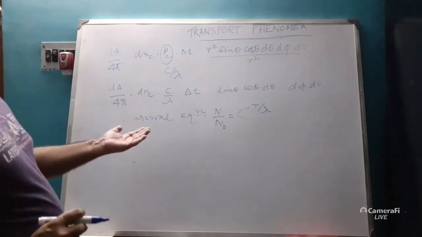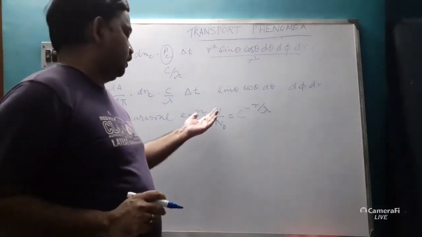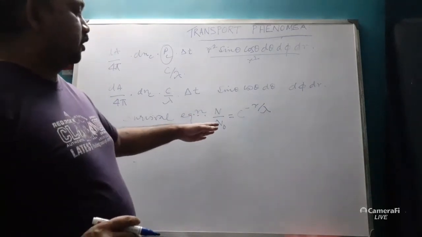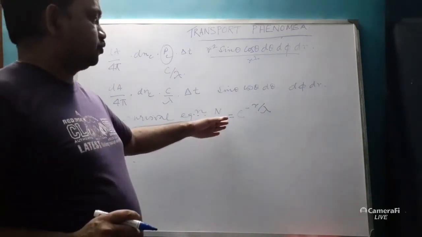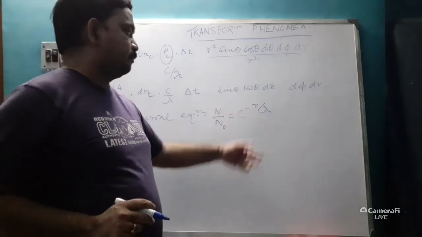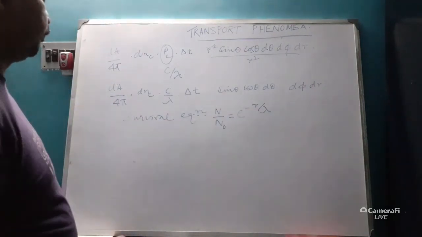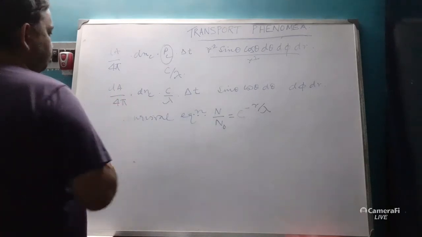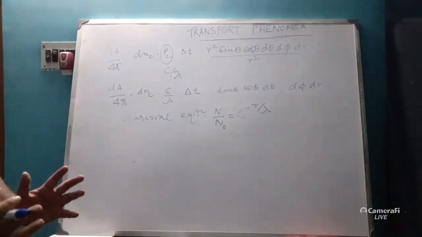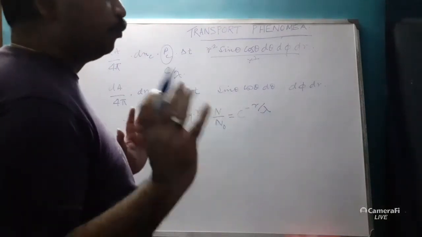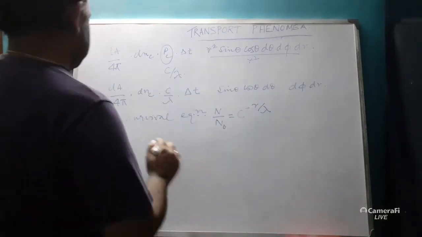Suppose N number of particles out of N0, which is the initial condition, N0 particles. This ratio should be equal to e to the power minus r by lambda. This is the survival equation as far as we know. So multiplying this, we will obtain the number of particles that traveled the mean free path distance without collision, which will be this.